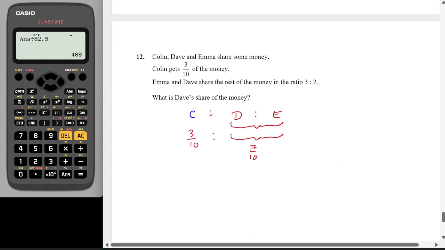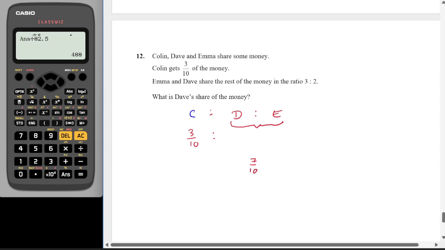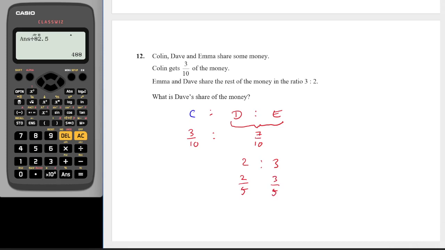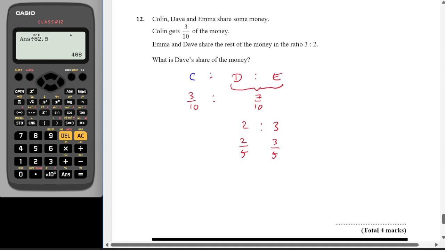And then the final part is that those two people share the rest of the money in the ratio. And then the second part says that Emma and David, so we're giving it in reverse order here, Emma and David sharing the ratio 3 to 2. That's designed to try and catch you out. What will David's share of the money be? Well, David's share would be, let's go fractions, 2/5, and Emma's share would be 3/5. So David's share of the 7/10.